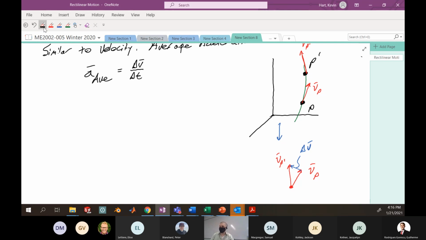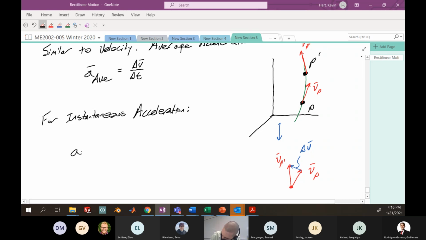For instantaneous acceleration, again, taking the differential, I'll just cut to the chase here. It's just dv/dt. That's your instantaneous acceleration. This is probably the most generic form of the acceleration equation. It's a function of the velocity and time.